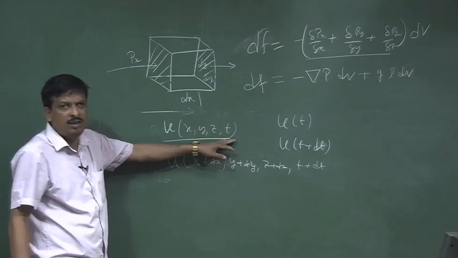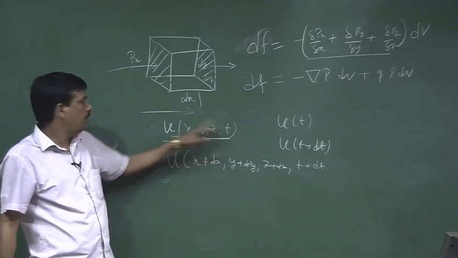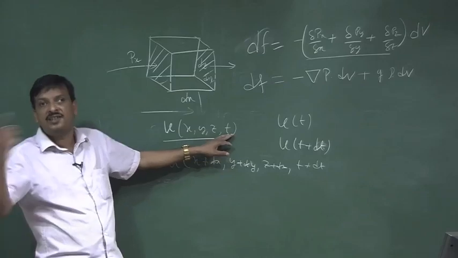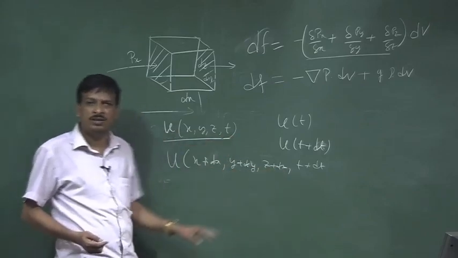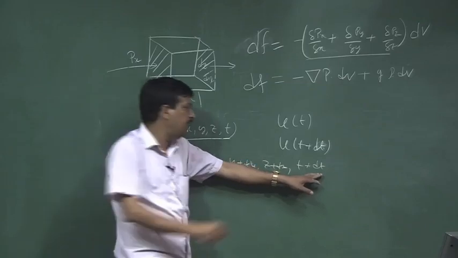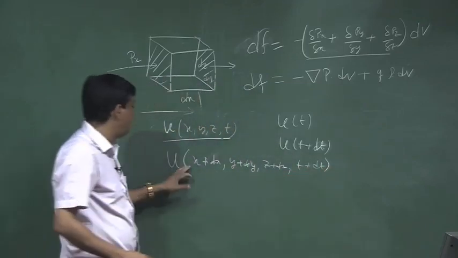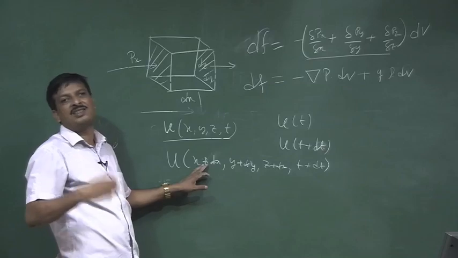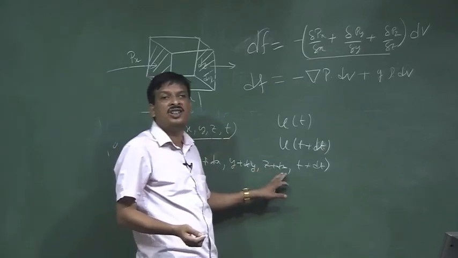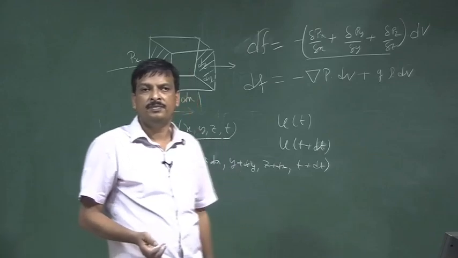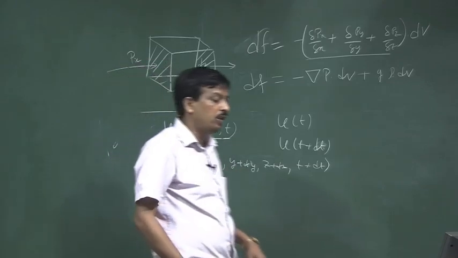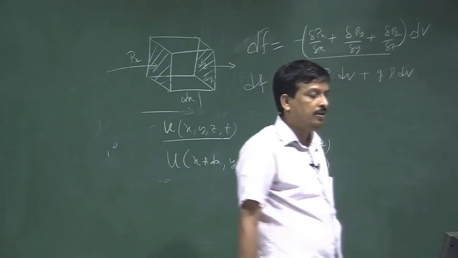If the particle changes with respect to time, particle velocity u is a function of x, y, z, t. If t changes, then x, y, z also change. So at t equal to t plus dt, I will get a new particle velocity which is u at x plus dx. Let dx be the change in x direction, dy the change in y direction and dz the change in z direction. So the new u is u at x plus dx, y plus dy, z plus dz.